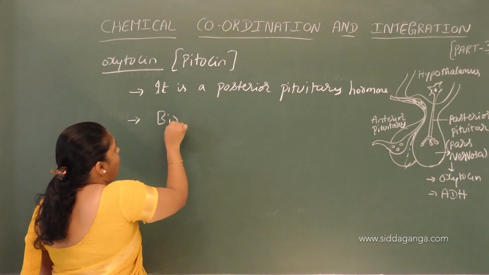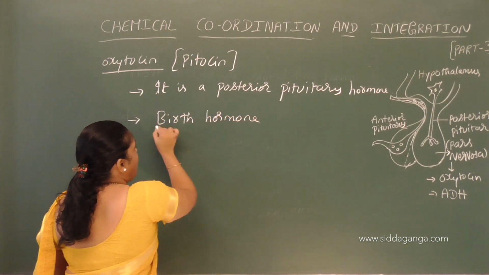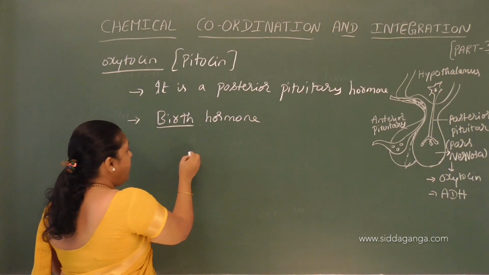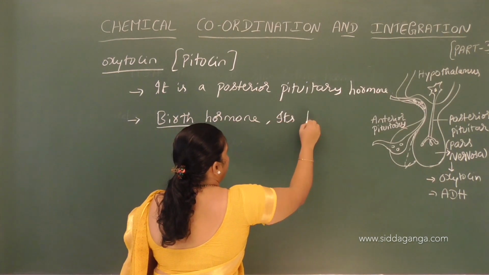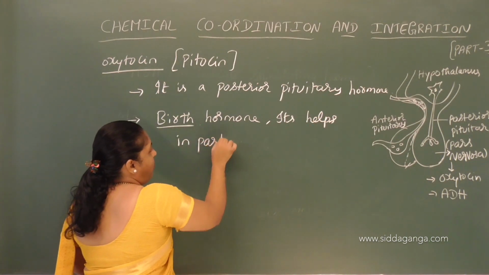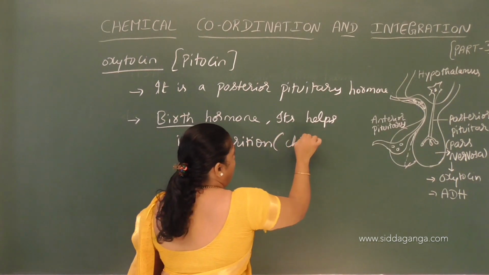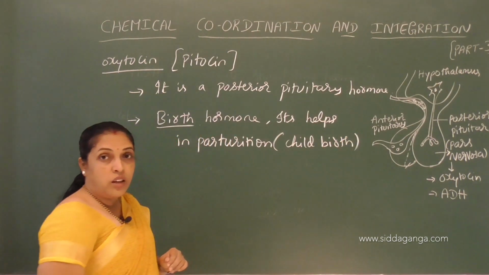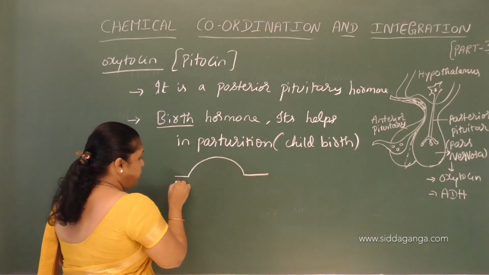Oxytocin is also called birth hormone. Why is it called birth hormone? It helps in parturition, or childbirth. How does it help in parturition or childbirth? See, this is a uterus.